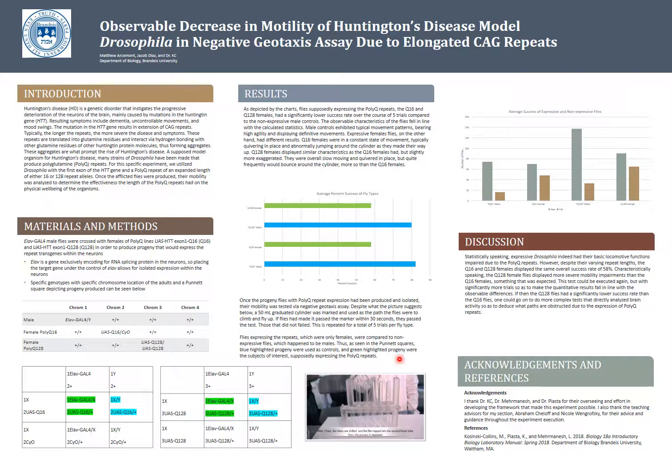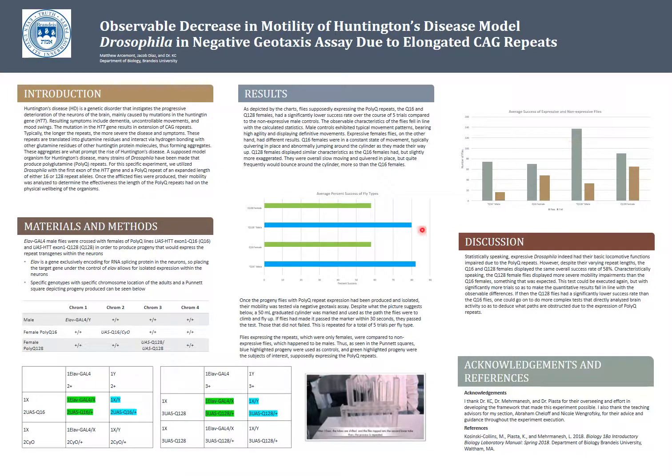Despite what this picture down here suggests, we utilized a 50 milliliter graduated cylinder and put a marking about 3/4 of the way up to act as the point which the flies needed to pass or fail the test. The flies that passed this marker within 30 seconds passed the test, and those that did not failed the test. And this was repeated 5 times for each type of fly.